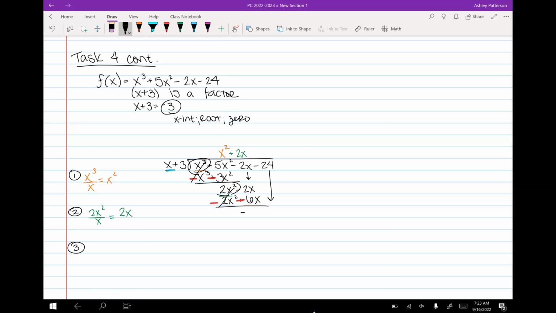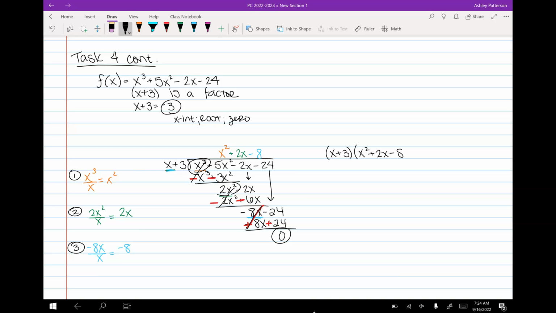So then we get negative 8x minus 24. Okay, here we go. We're going to take negative 8x and divide it by x. So we get minus 8. So we get negative 8x minus 24. We change the signs. All right, my friends, that should be black. We get 0. Yay!